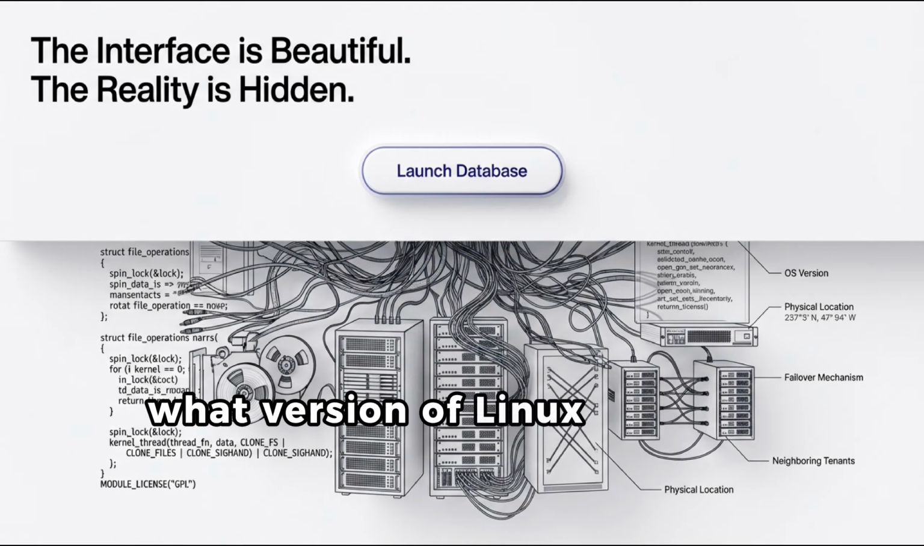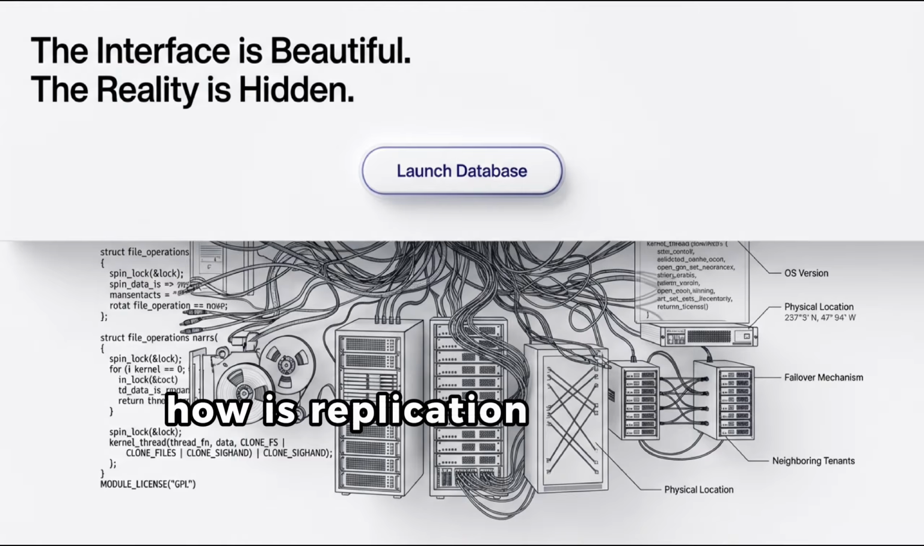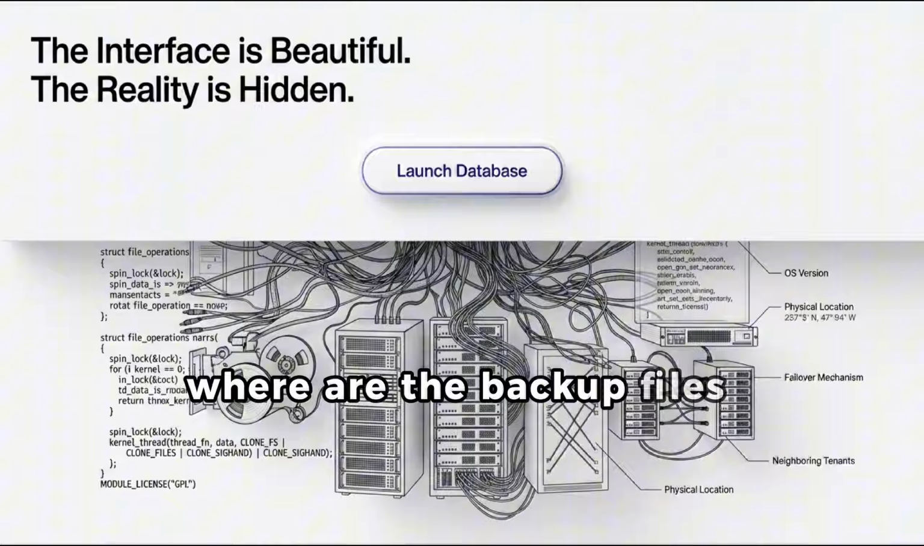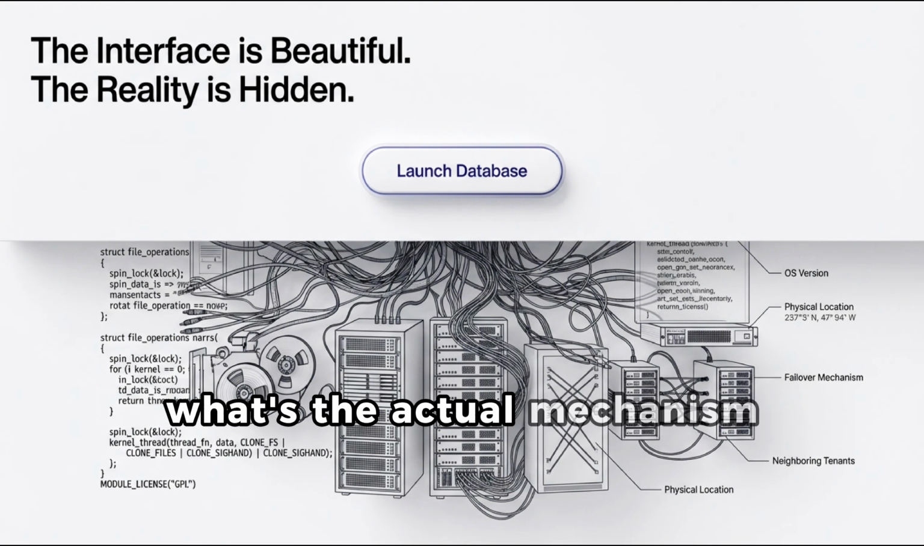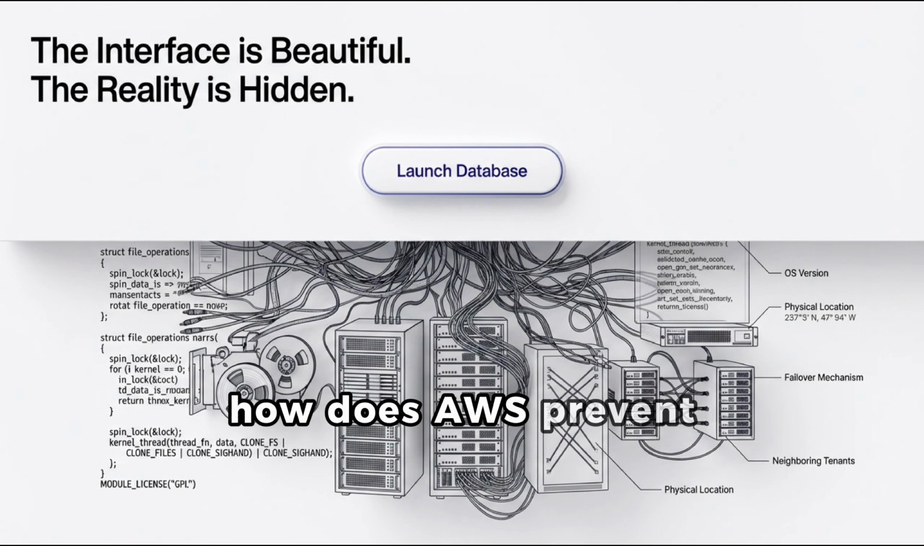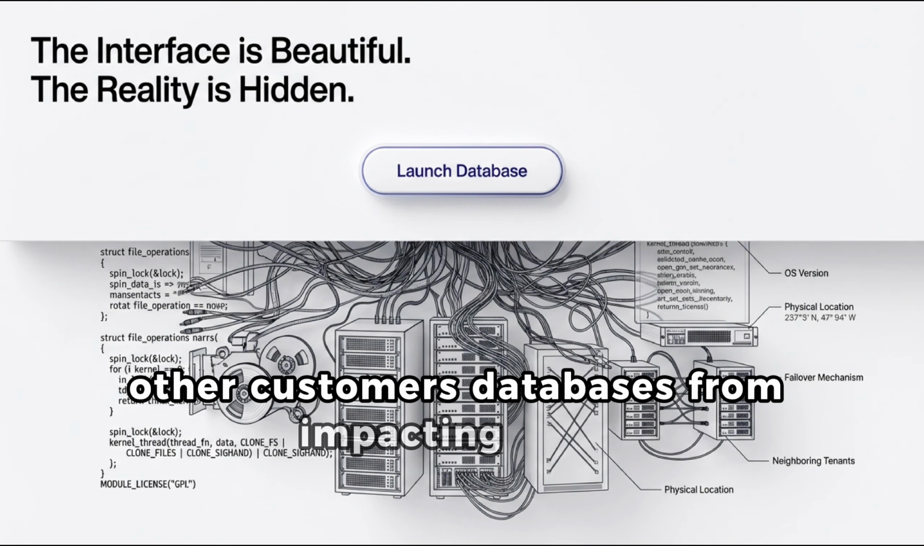What version of Linux is the OS? How is replication configured? Where are the backup files physically stored? What happens during a failover? Which systems make the decision? How long does detection take? What's the actual mechanism? How does AWS prevent other customers' databases from impacting yours?